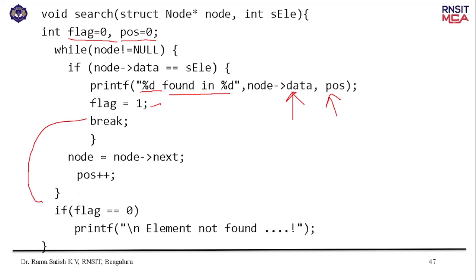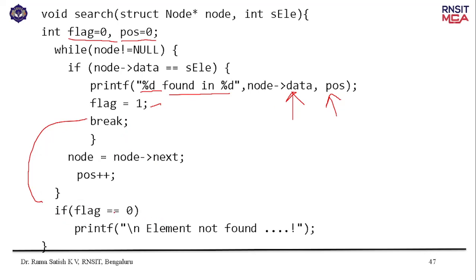If the element is not equal, so what do you do? You move to the next node and increase the position. So at 0 position, if it is not equal, not found, move to the next position. Next 1 position, if it is not equal, go to the second position. Next 3rd position, next 4th position, like this. Move until you reach either the end of the linked list, or until you find the element. So once it is found, you display the message and you come back.